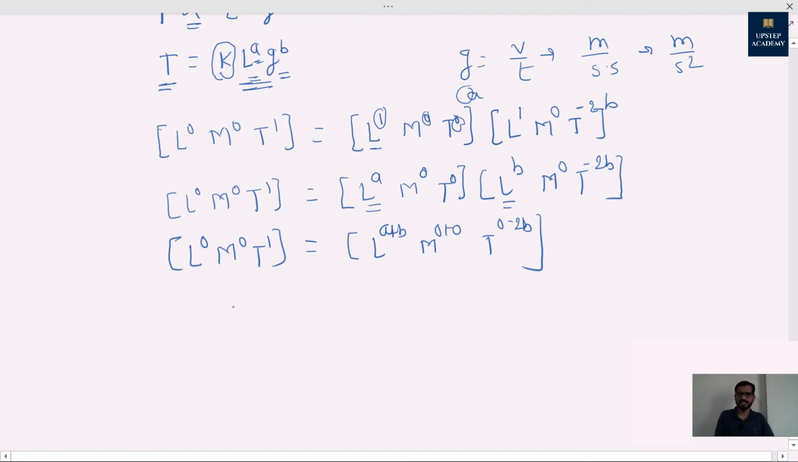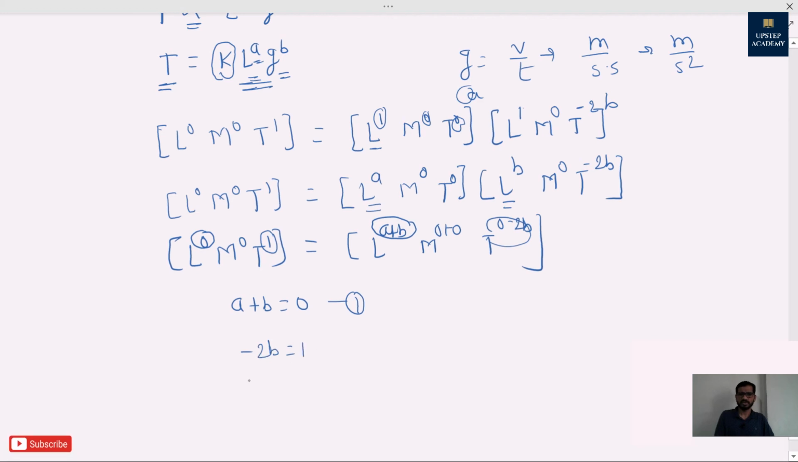So we can simply write two equations. One equation will be a plus b is equal to 0. What did I do? I equated powers of length on left hand side and right hand side. This is, suppose, equation number 1, and I will also get equation number 2 by equating powers of t, that is minus 2b is equal to 1.